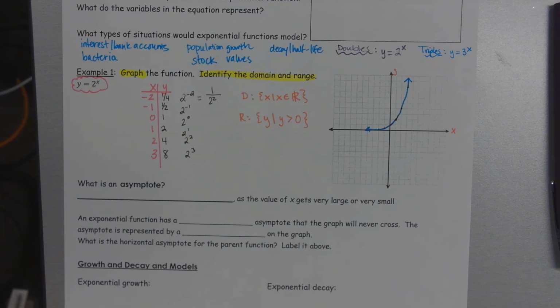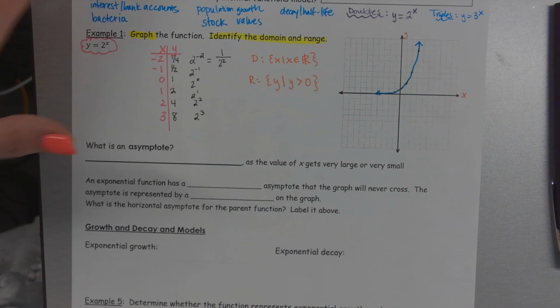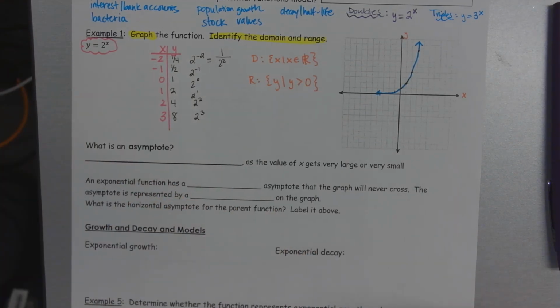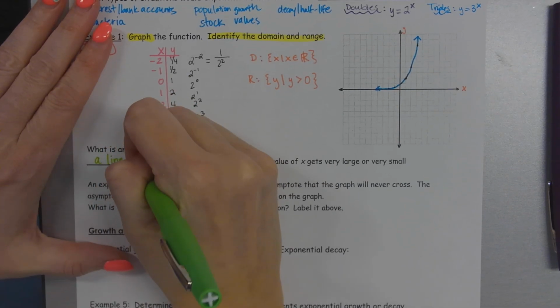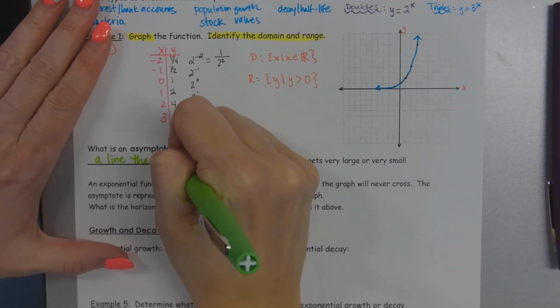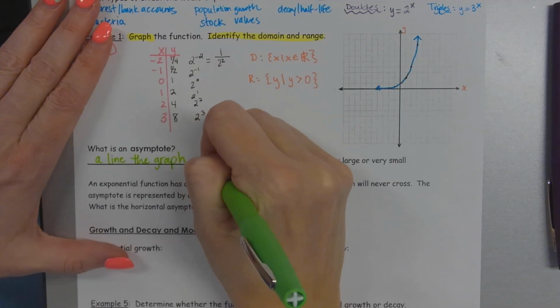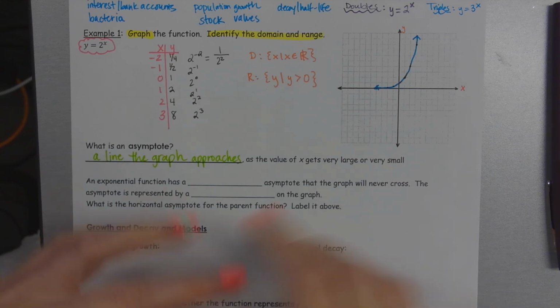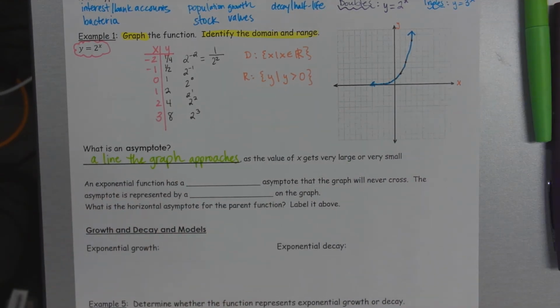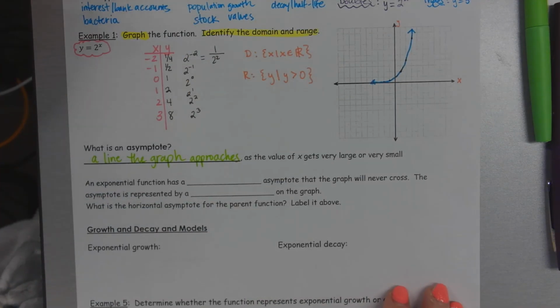Okay, and that is why we have something special for the exponential functions. And that is called an asymptote. Fun word. Okay, and it is a line that the graph approaches. So it's a line the graph approaches as the value of x gets very large or very small. Now, a lot of times these are on the axis, so I'm going to have you use a highlighter to draw these on our graphs today.